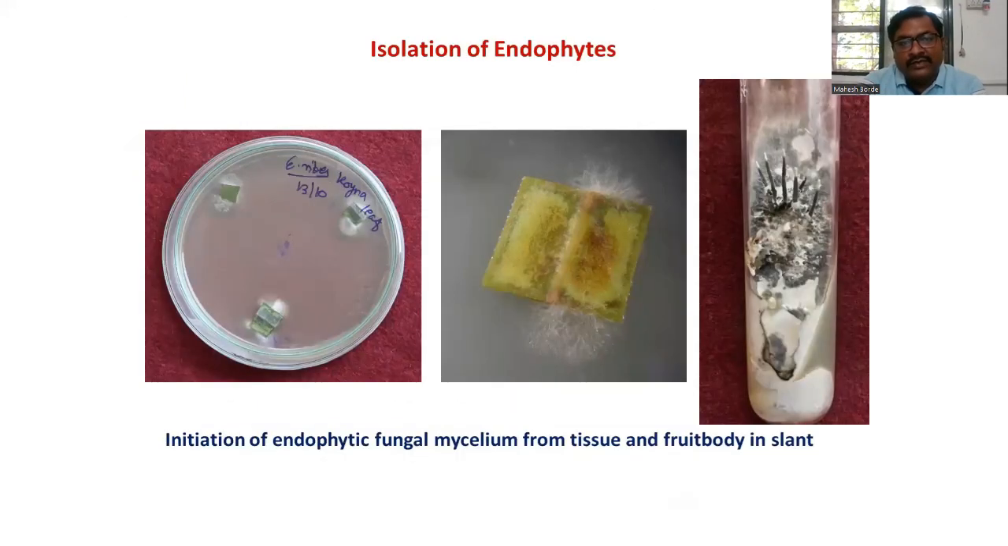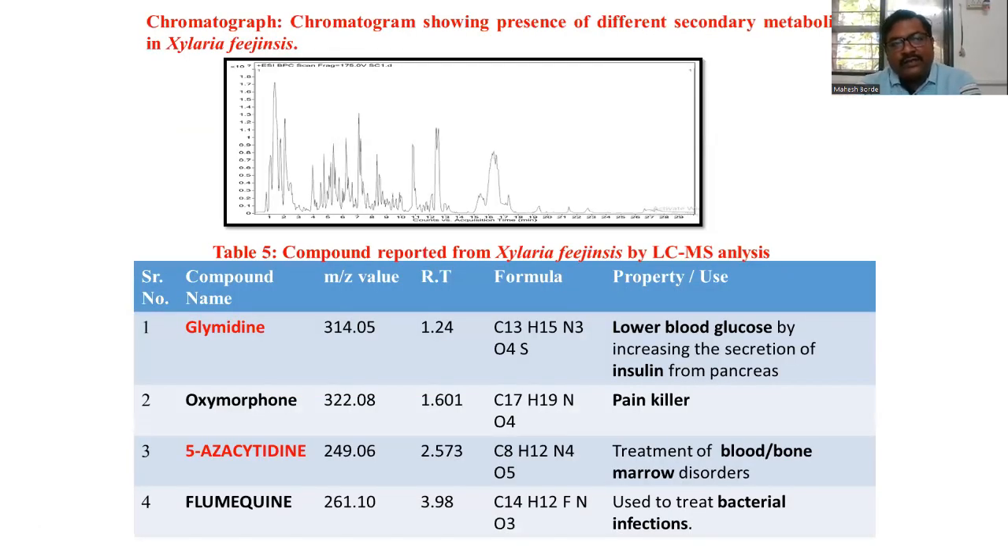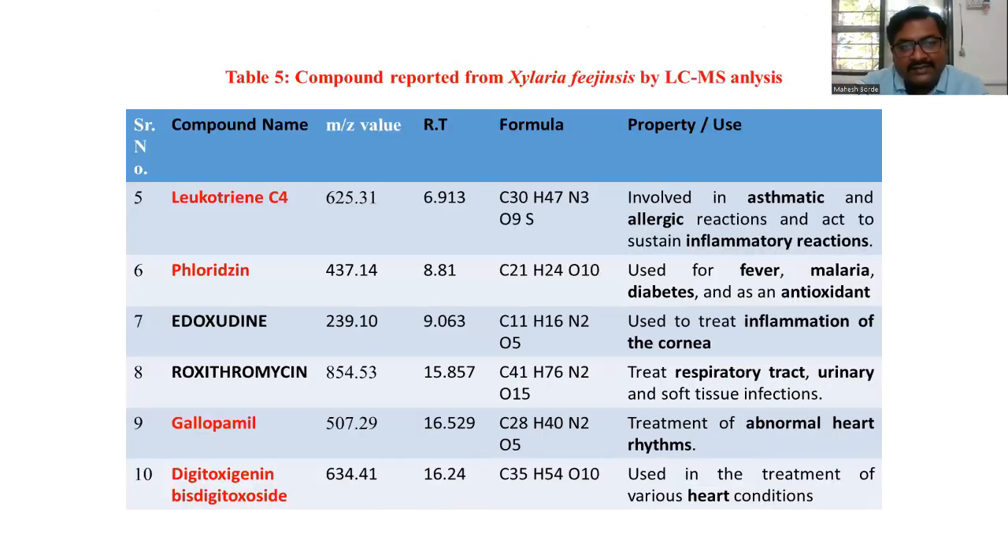Understood? So here I'll just give an example of one plant endophyte, from one medicinal plant, that is Embelia ribes, which is collected from Koina. Some white mycelium comes out from the cut end, and that mycelium is grown in a slant, which mostly has a Xylaria endophyte. Then we did the LCMS analysis. So we got many pharmacologically important compounds like glimidine, 5-azacitidine, leukotriene, fluoxetine, verapamil, gitoxigenin, like that.